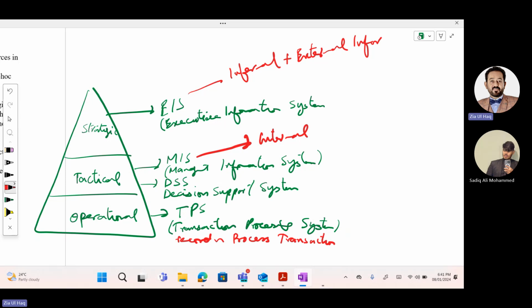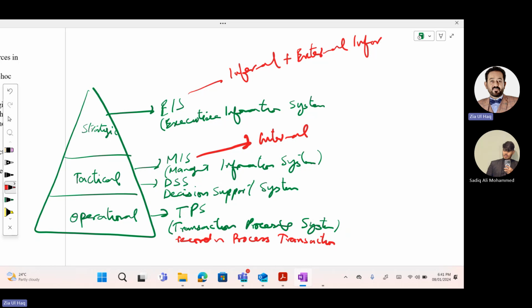And it is linked with the TPS. Meaning from TPS, the reports will be provided to MIS. And through MIS, internal information management can make a short-term decision at a tactical level and long-term decision at strategic level. It is connected with TPS.